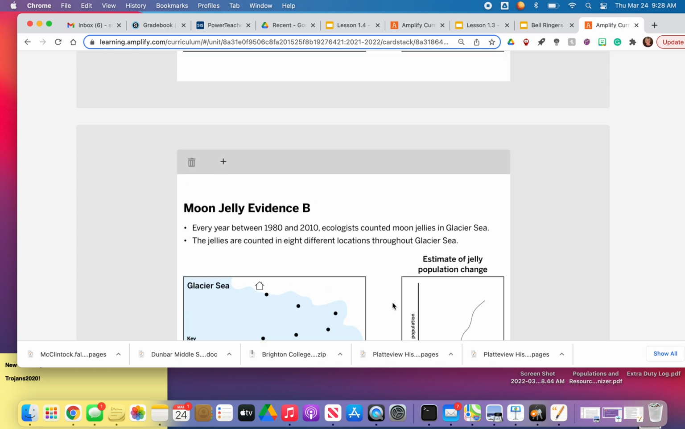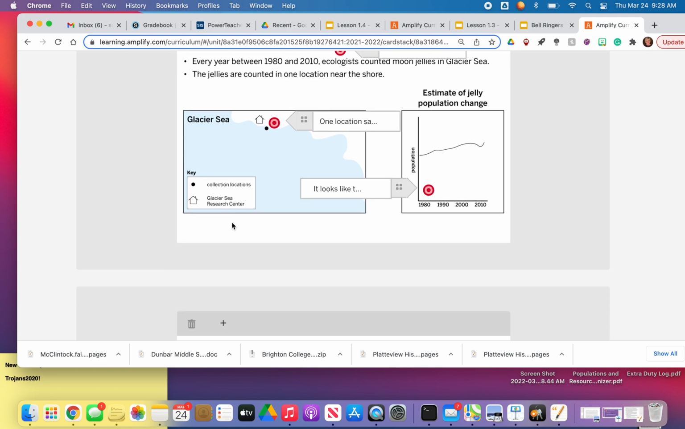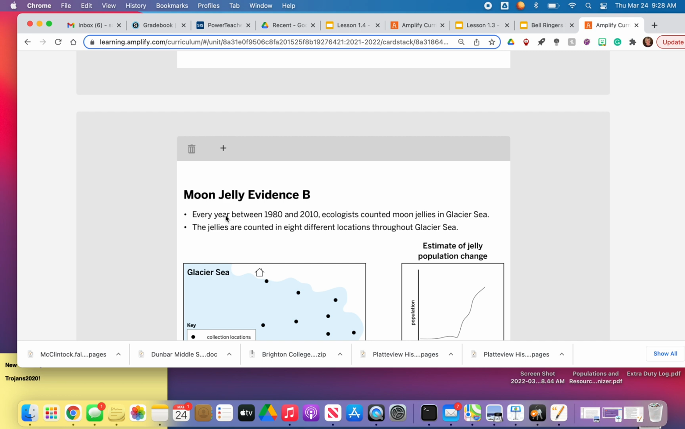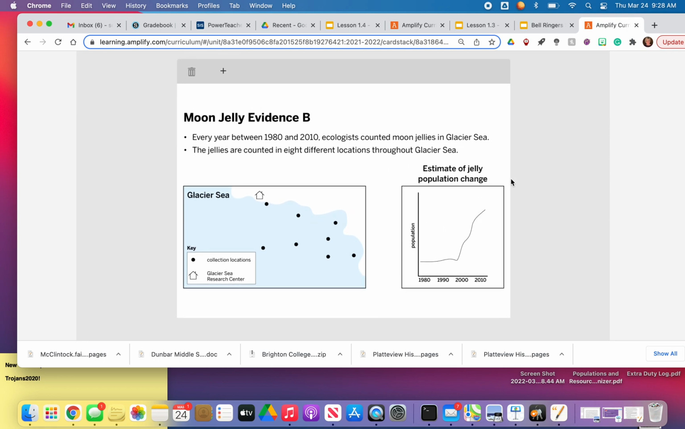And I'd like you to do the same number of pieces of annotation. So I want you to do an annotation over this first piece of information, another one about the graphic, and then a third one about the graph itself. And then I'm going to come back and let you know what I would put in. Go ahead and pause the video and read and annotate.